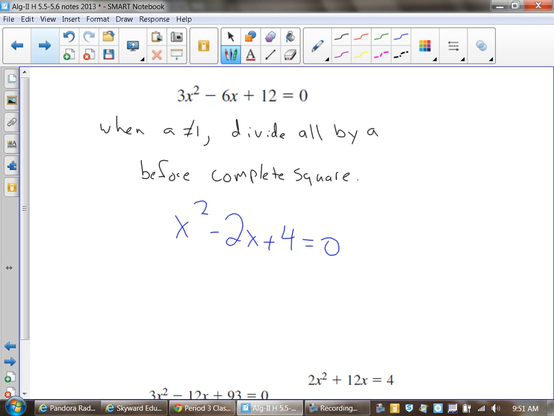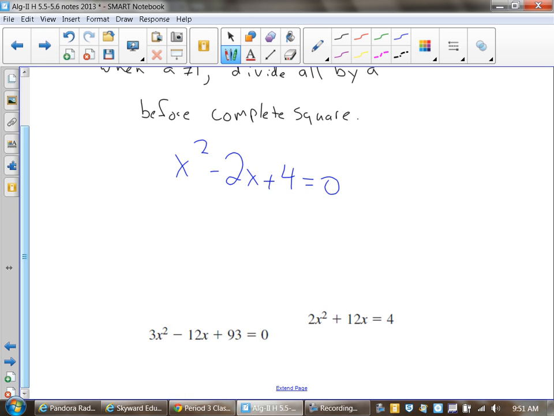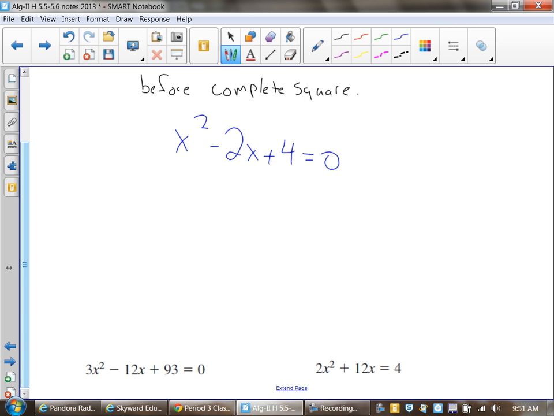All right. Now let's complete the square. What's the next step? Subtract the 4. You have x squared minus 2x blank equals negative 4. What's half of negative 2? Negative 1. What's negative 1 squared? 1. So you add 1 to both sides. Remember, half of b, then square it, add that value to both sides.